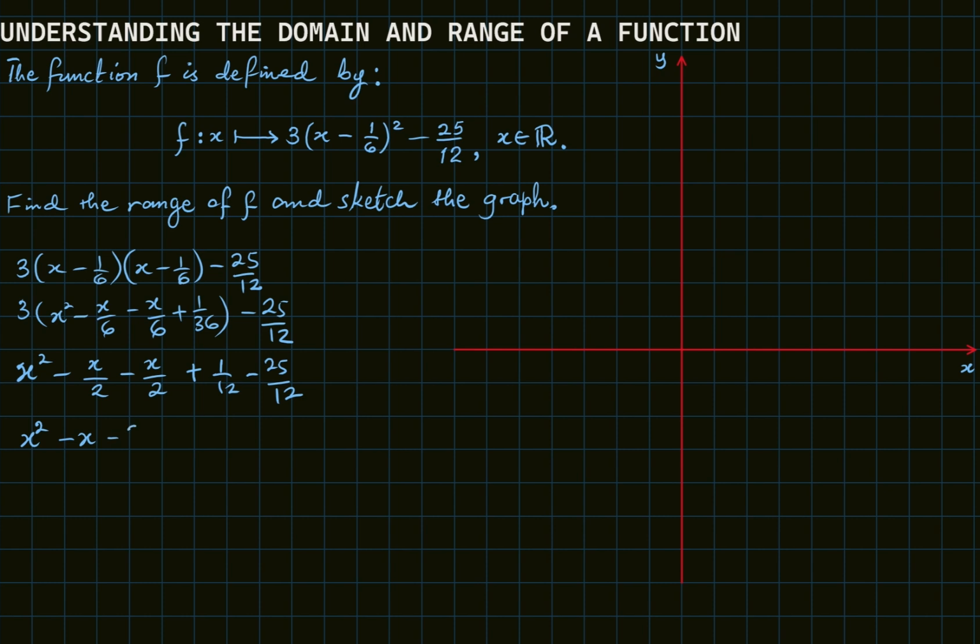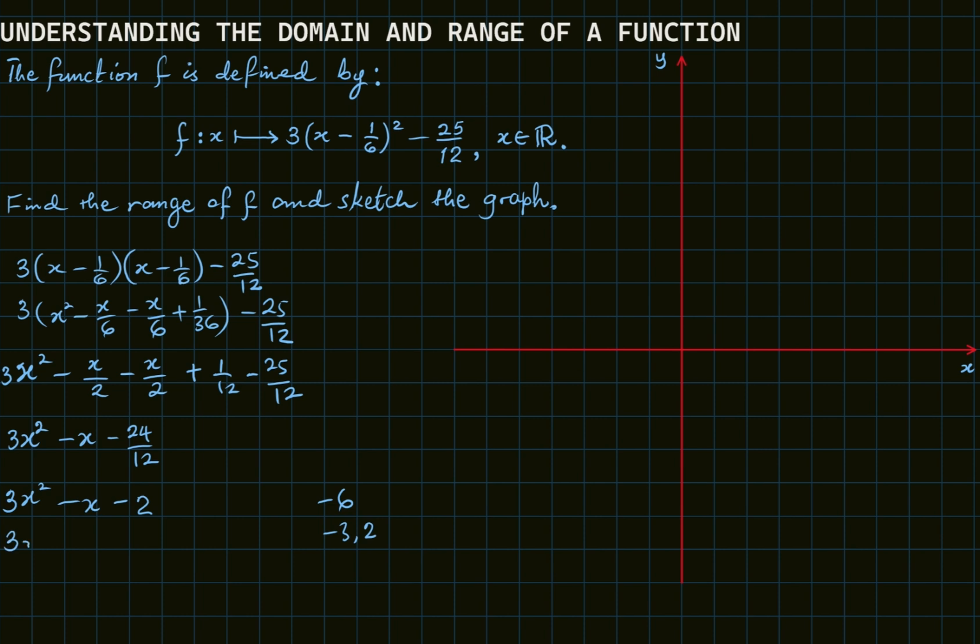Then you have minus 24 over 12, which should give us x squared minus x minus 2. Okay, so now that we have expanded, we can factorize. I think there's a 3 here that I'm missing, so it should be 3x squared. Okay, so if we factorize, we would have negative 6 by multiplying 3 and minus 2. So the two numbers that will be required will be negative 3 and 2.